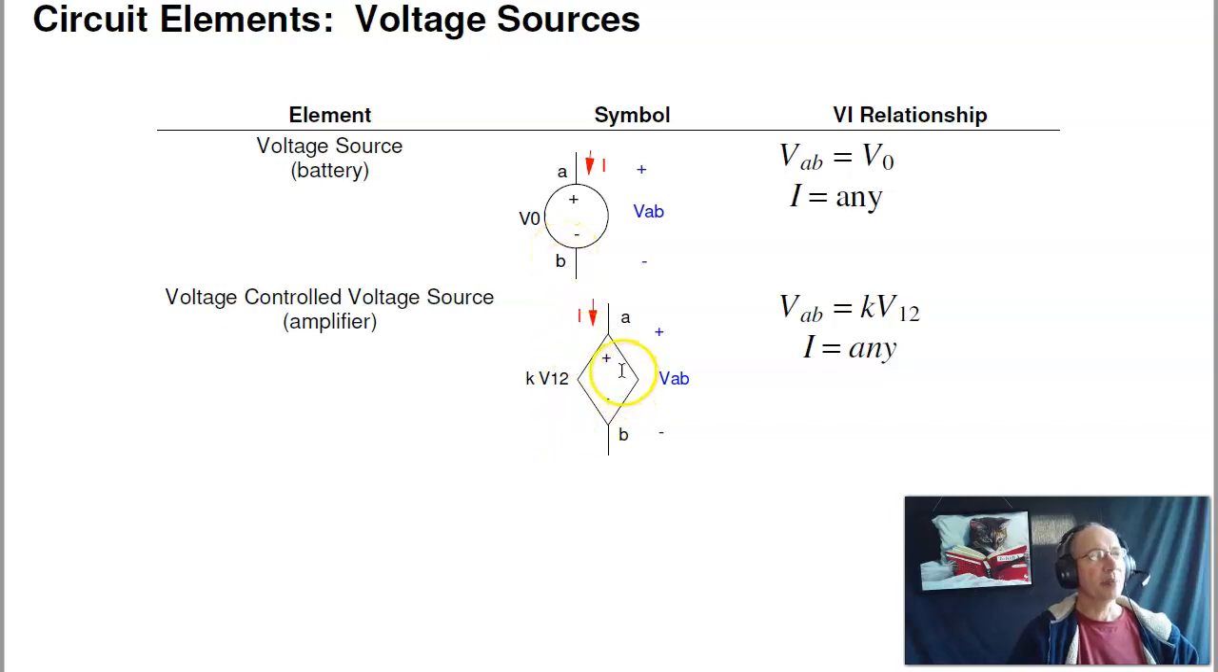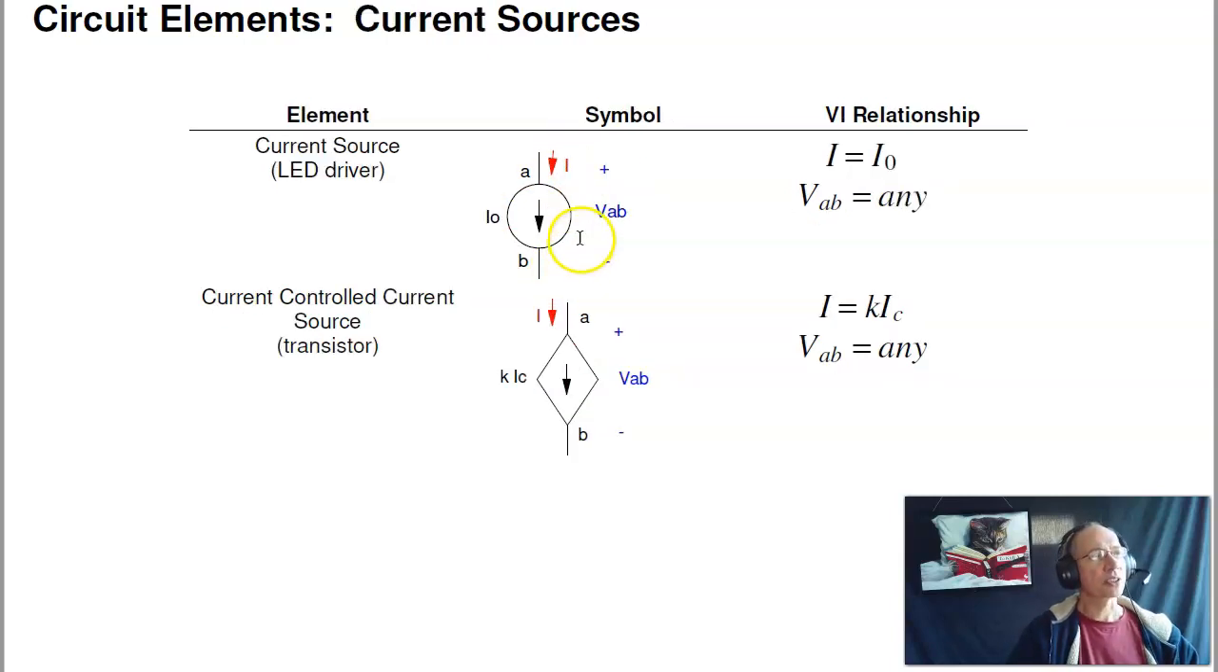A diamond represents a controlled voltage source. For example, an amplifier. If you want to take a small signal from your cell phone, multiply by 100 to drive a speaker, that'd be like an amplifier, where the output voltage, VAB, is something like 100 times some other voltage, V12. And note that the notation we're using, VA is the voltage to A relative to ground, VB is the voltage to B relative to ground, VAB is the voltage between A and B, that's VA minus VB.